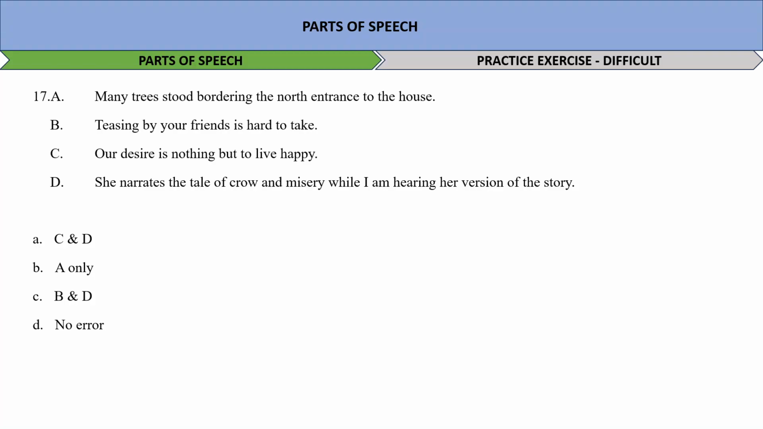Then in sentence number D, she narrates the tale of crow. Since the sentence is in simple present tense form, both the verbs should be of the same tense. So it should be, she narrates the tale of crow and misery while I hear her version of the story, not hearing, right? So the error is in C and D, and hence we'll pick up option number A.